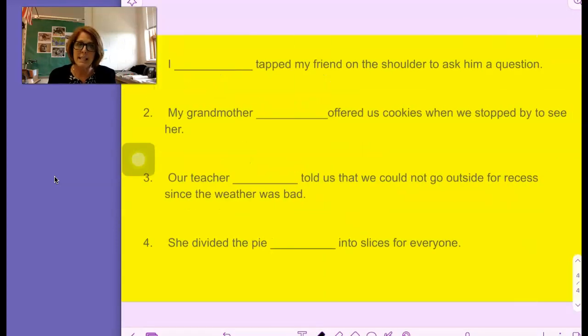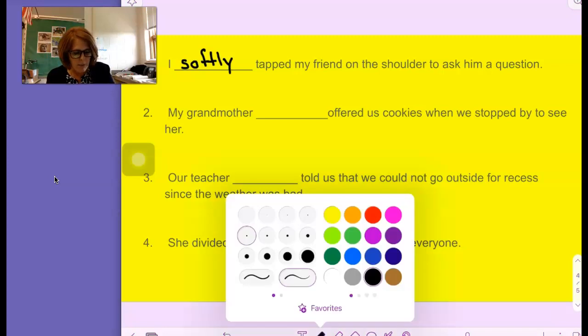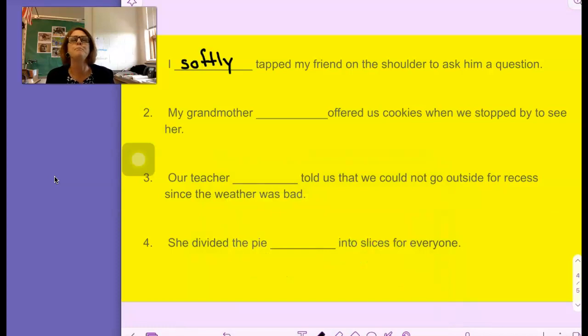So let's take a look at these sentences. The first one, I blank tapped my friend on the shoulder to ask him a question. I softly tapped my friend to ask him a question. You wouldn't tap them hard, right? You would tap them softly.